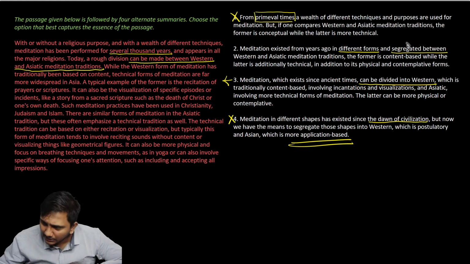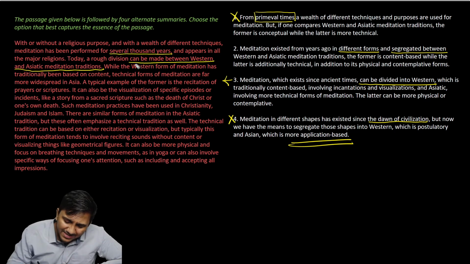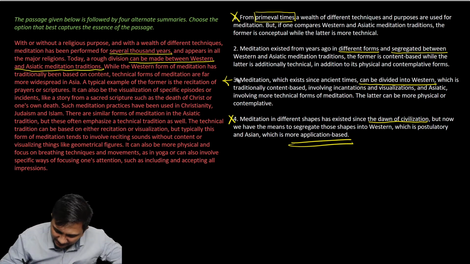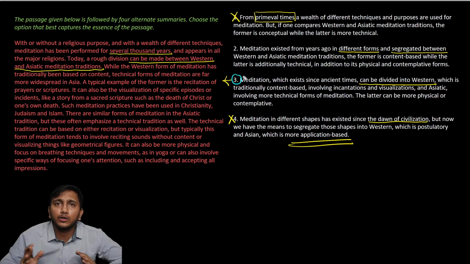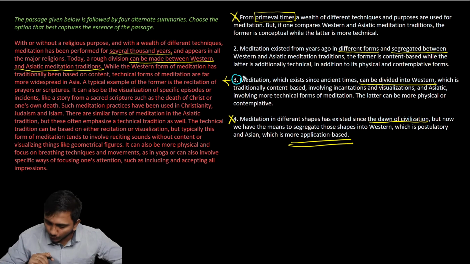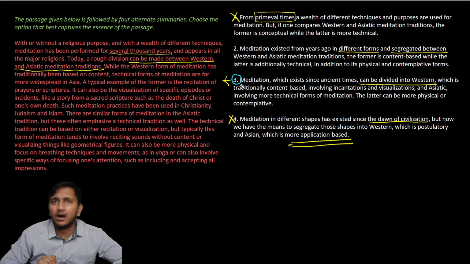And here it is given different forms and segregated between. What the passage says is you can segregate them. It is not that they have always remained segregated. So between 2 and 3, if I have to go, I would go with 3 because it follows the same tone that is used in the passage with respect to the segregation. That's not happening in 2. Okay. So the better of 2 and 3 is 3 for this question. So 3 is the answer for this.